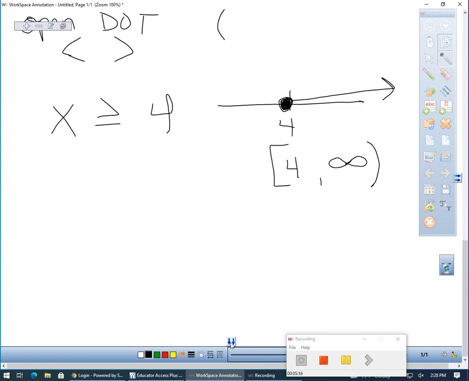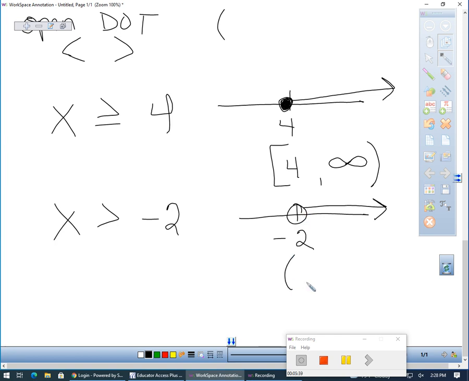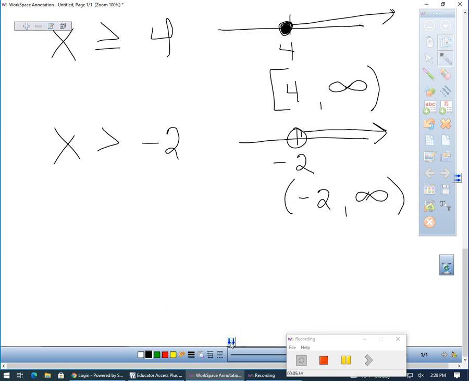Okay, so how about this one? Let's say I have x is greater than negative 2. So on a number line at negative 2, it's an open dot. Very good. It's an open dot, and this one also goes to the right. So now the interval notation for that, because it's an open dot, is a parenthesis, negative 2. Good. Okay? That's all right. I understand.